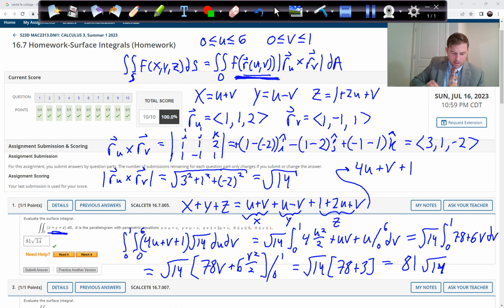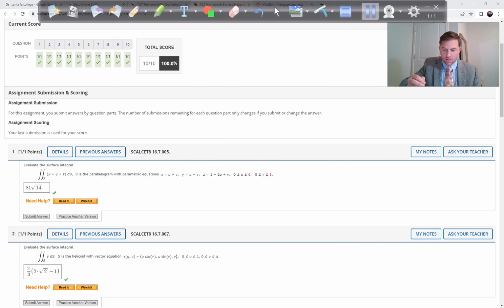So that is the surface integral of a parallelogram with parametric equations given between those values for u and v, for problem 1. And that's basically how we're going to do most of these problems. We're going to switch them to u and v, parametric, take a cross product, take the magnitude of the cross product, replace the equation with u's and v's, and then do our double integral.